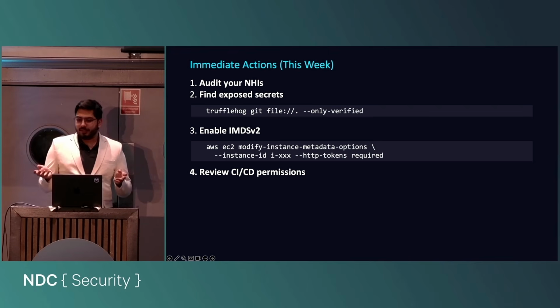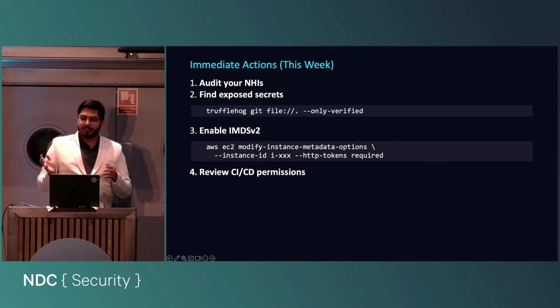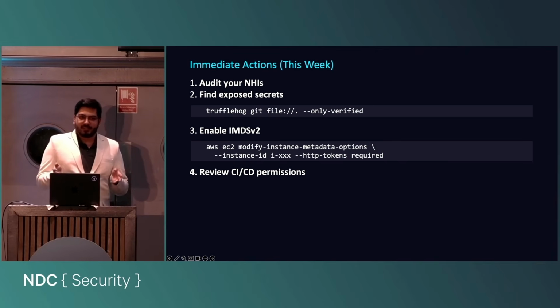Enable IMDS v2. It's just one CLI command. And review the CI/CD permissions. What can your pipeline actually access? Are you sure you know what it is?